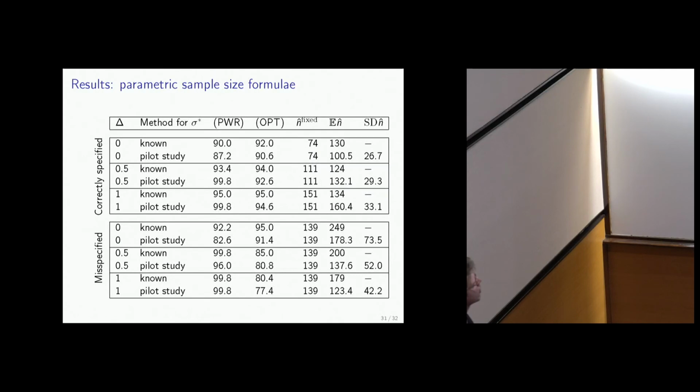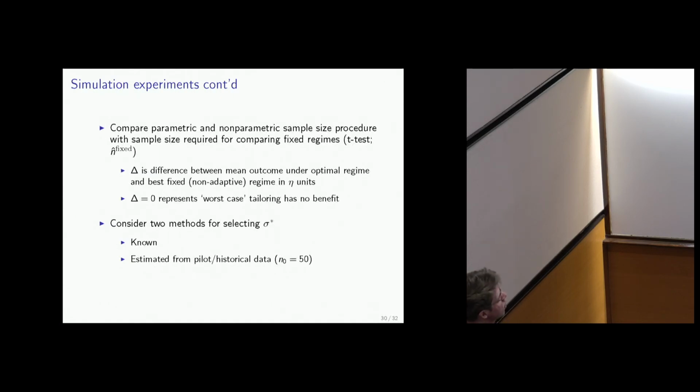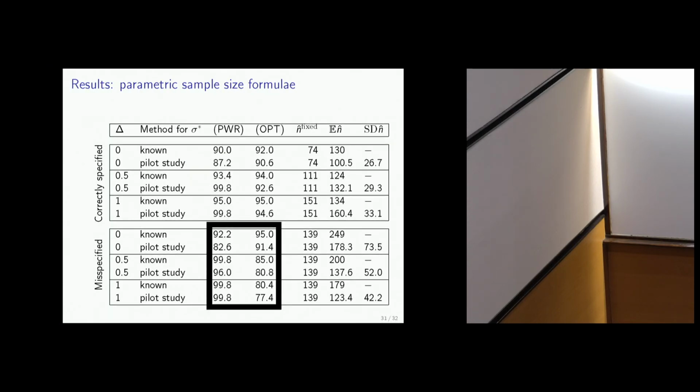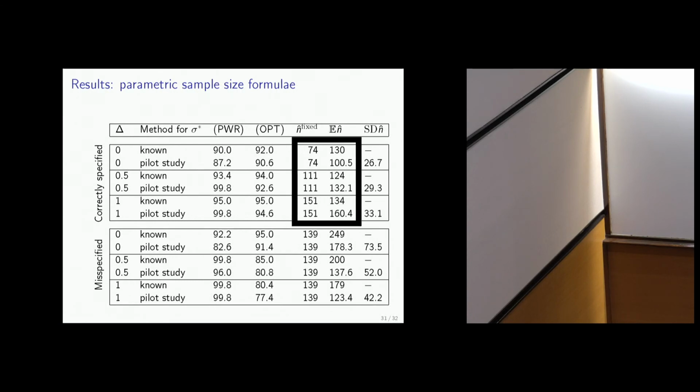So when they say pilot study, they assume that this limiting variance is estimated from some existing data set. No, this is all prior to the study starting. Okay, so that's it for the parametric sample size formula.